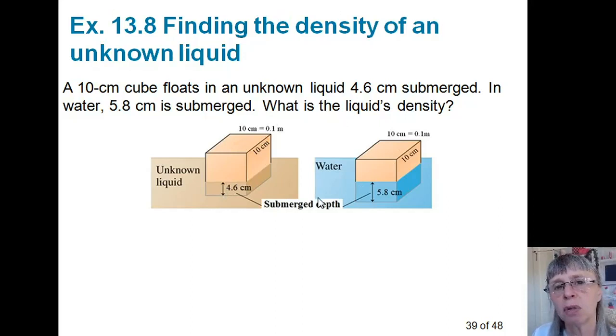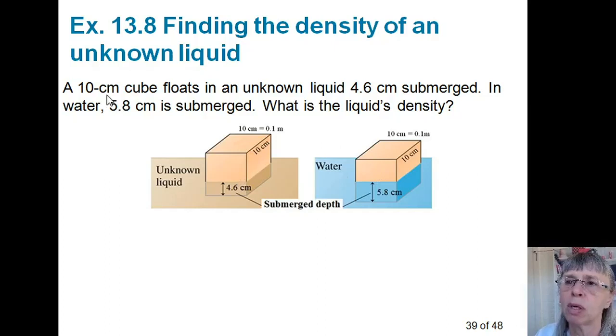Now I'll give you this example because there are such things as calibrated density floats, and you can use these, as long as they're inert, to put them in unknown liquids, and you can readily identify the liquid by knowing its density. So we're going to do the math for this.